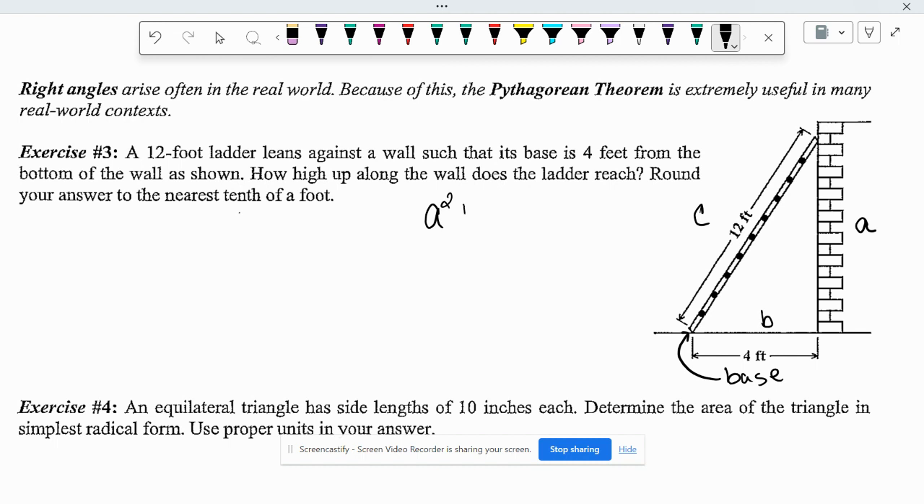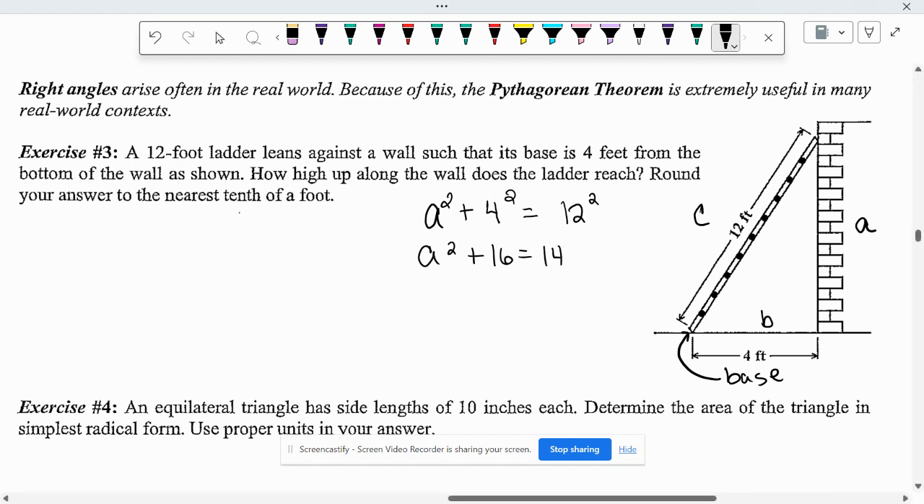A squared plus B squared. What is B? 4. Yeah, so 4 squared. Perfect. Equals 12 squared. Perfect. Excellent. Very nice. So A squared plus 16 equals 144.